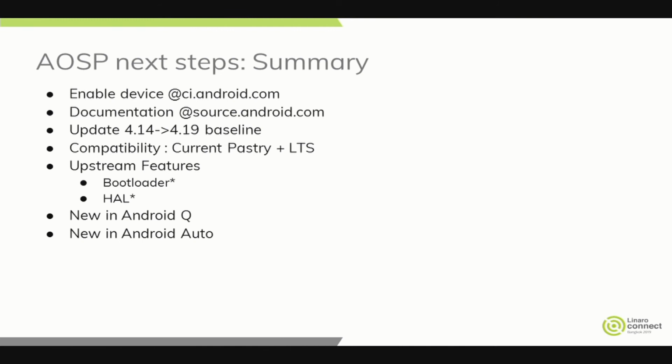And the current baseline is 4.14 based. We've been actively testing 4.19 internally, so that equivalent AOSP update will happen in the next few weeks. And Android Pie, which is the current pastry, is tested actively on LTS-1, so we do have to test more on the LTS baseline and start fixing the compatibility and compliance issues and have a better baseline ready. And as mentioned in the previous slide, the main two areas where the active development is happening are Bootloader and enabling the HALs. And anything new that is going to come in Android Q and Android for automotive is what we are focused on enabling in the near future.